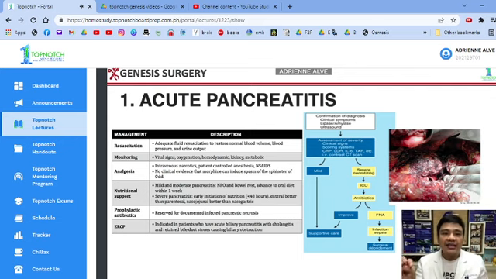Kaya laging nire-refer ang pancreatitis also to surgery for co-management. But look at this, the foundations of managing acute pancreatitis, parang medical siya nagsa-start, di ba? Analgesia, nutritional support, antibiotic, and ERCP kung kailangan.